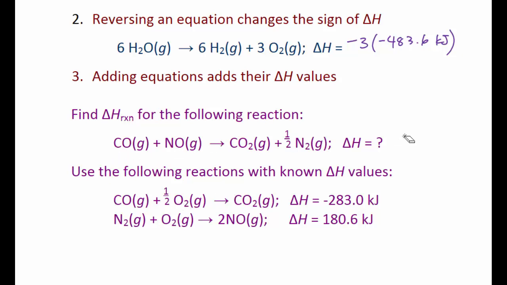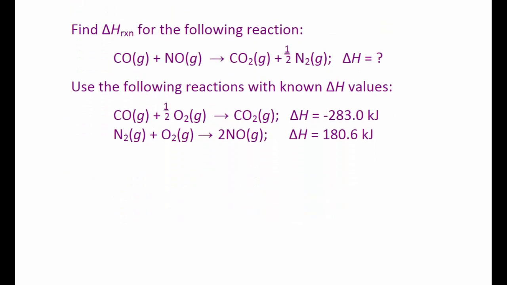Here is our unknown equation. This is the one we want to figure out delta H for. That's just some reaction, whatever. But we've got these known values here. Our job is to take these known equations, identify portions of them that show up in the unknown equation, but then also figure out if we have to flip it around or if we have to multiply or divide it, in order for these to add together to make that one.